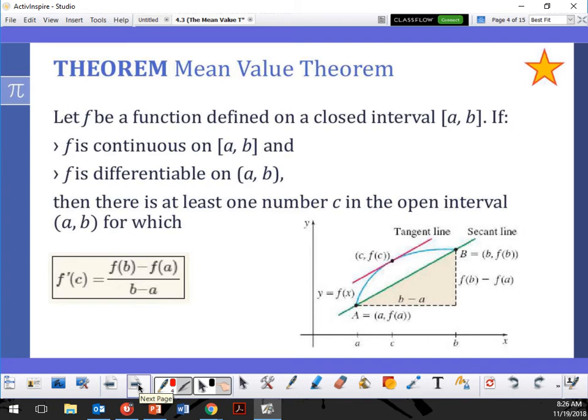Let f be a function defined on a closed interval. If f is continuous on, again, a closed interval, and f is differentiable on the open interval, not taking a derivative at an endpoint, then there's at least one number, c, in the open interval a to b, for which f prime of c is equal to the slope.